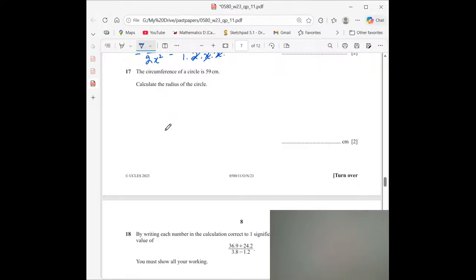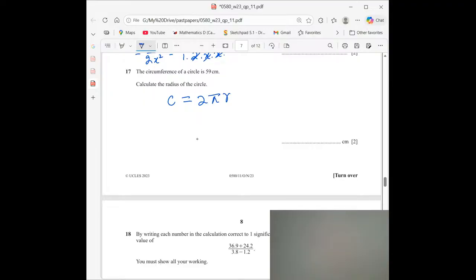So the next question is related to circumference. Look, the circumference of the circle is 59 centimeters. What is given here is circumference, right? It's 59. And calculate the radius of the circle. So circumference can be represented by C. Its formula is 2 pi r, right? So the formula for circumference is 2 pi r.